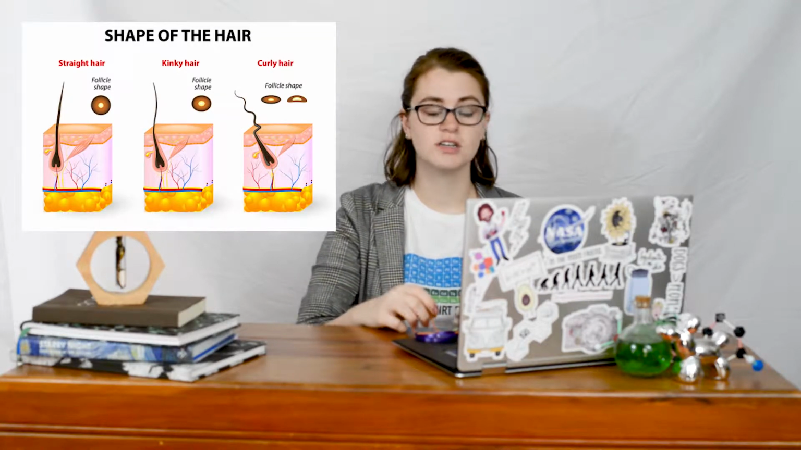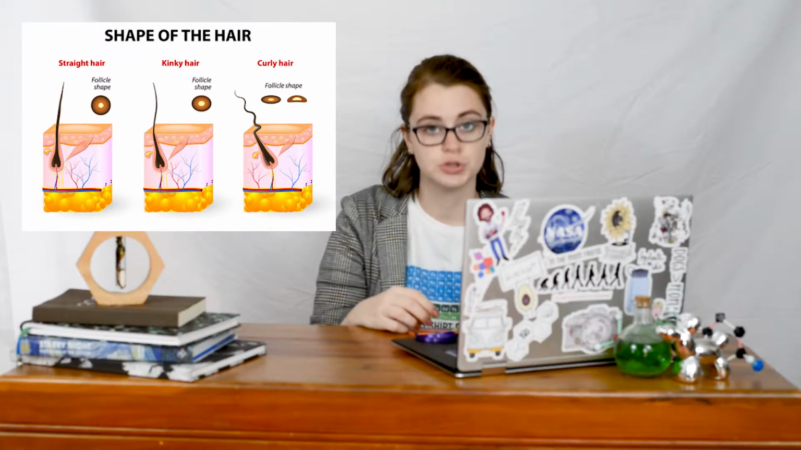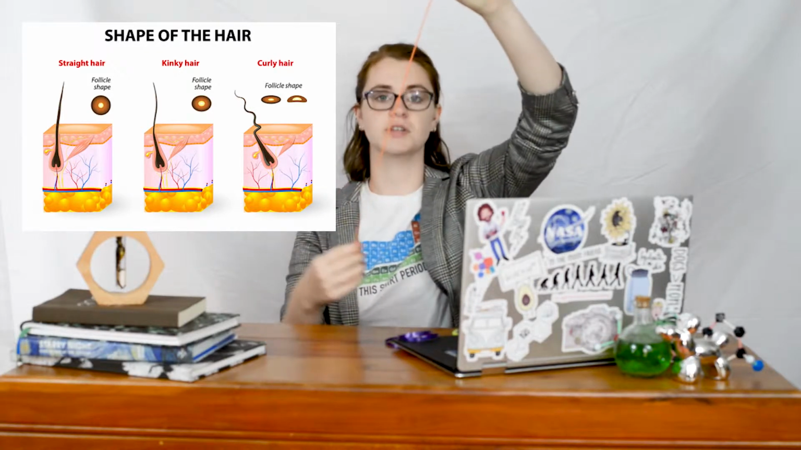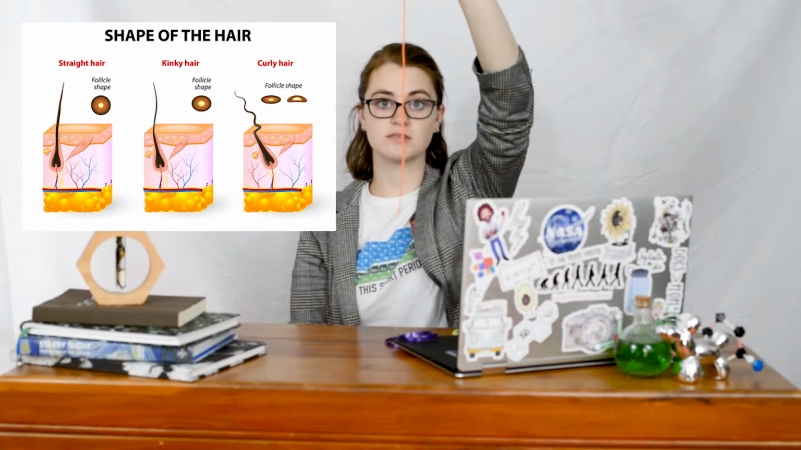The follicle is what determines the shape that the hair will take. So the follicle is the literal hole that is coming out of your head. A circular shape gives rise to straight hair. So just like this piece of yarn is pretty circular, if you look at it, it's completely straight.